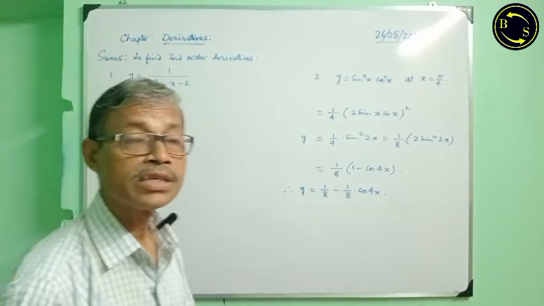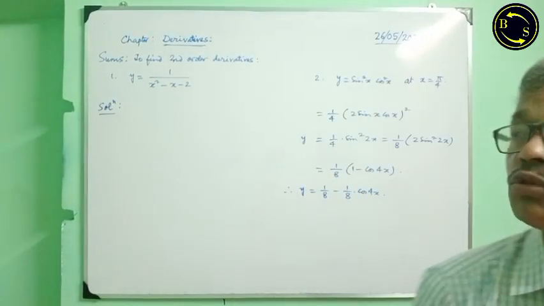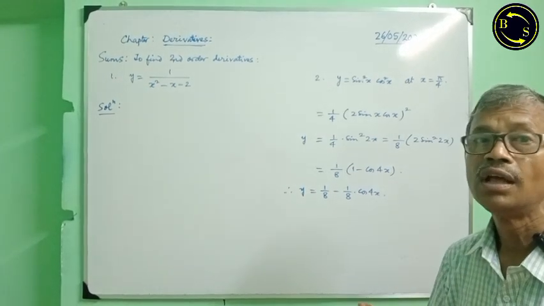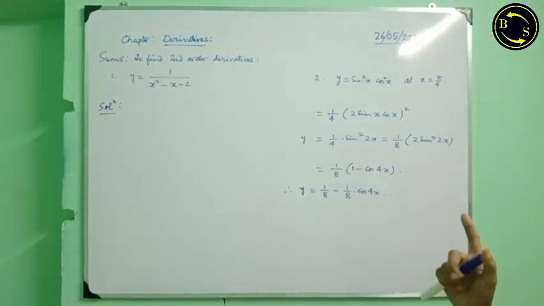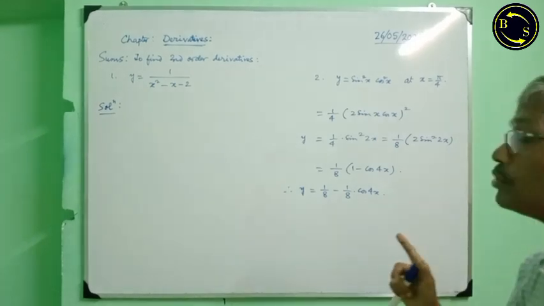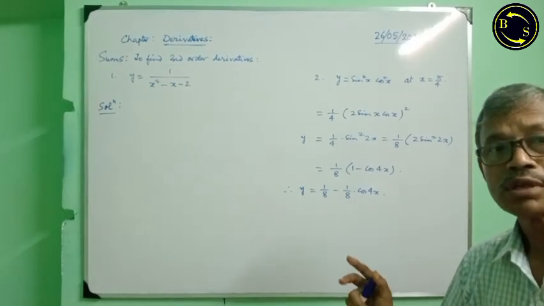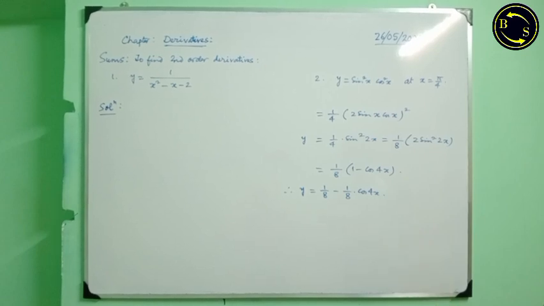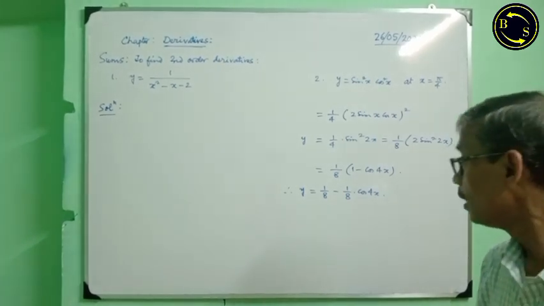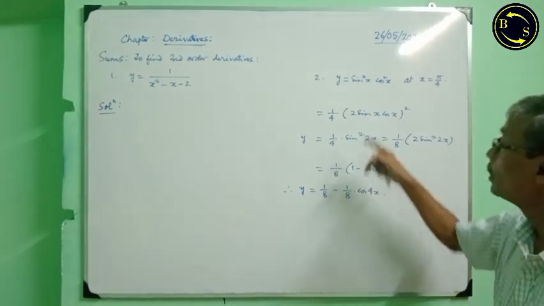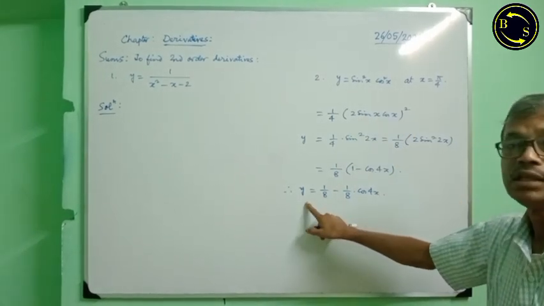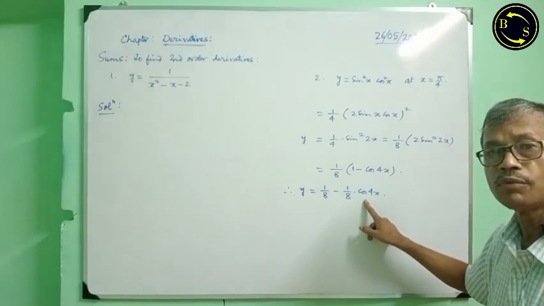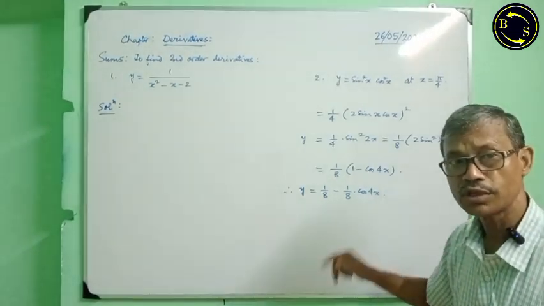My suggestion to students, while you are working out trigonometric functions: first you note that function. If that can be reduced to a simpler form or the simplest form, you first do that. Otherwise, the sum will be quite complicated. Therefore, I have expressed y here in the multiple angle form. Therefore, now it is easier.